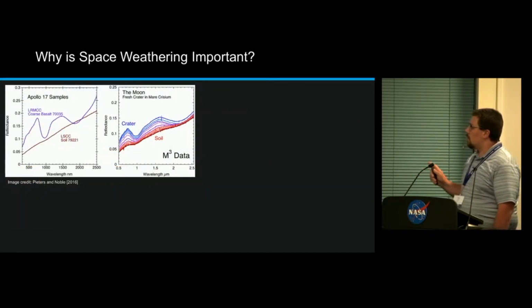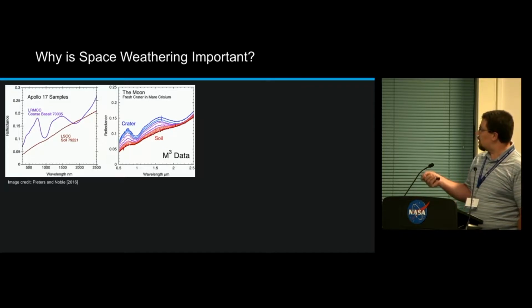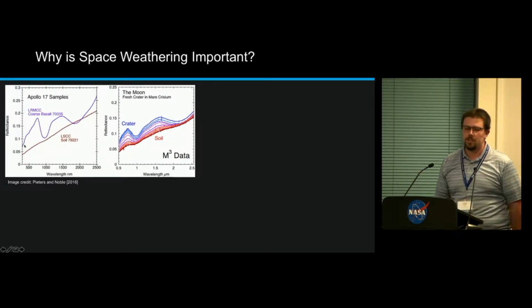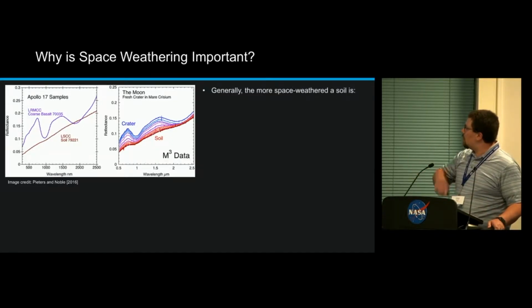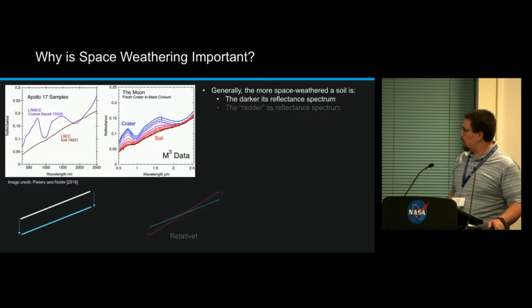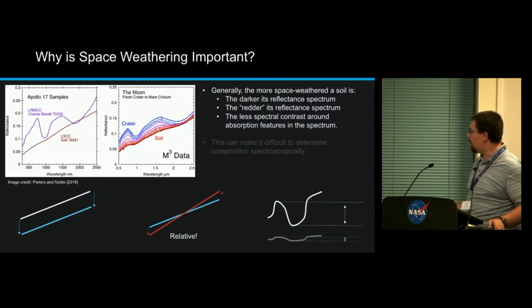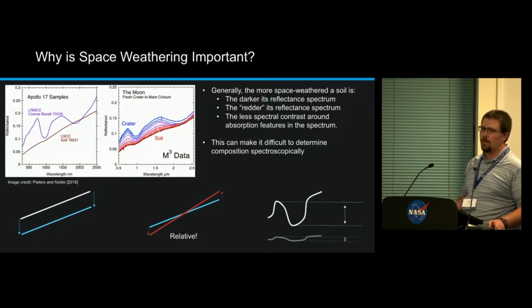Looking at what this looks like in remote sensing data, if you look at a soil, you get this flat, steep red profile compared to the similar composition bulk rock that's nearby. You have the nice diagnostic absorption features. So you tend to get a darker spectrum, a redder spectrum, and a loss of spectral contrast as the result of space weathering. And this can make it difficult to determine the composition of these surfaces remotely.